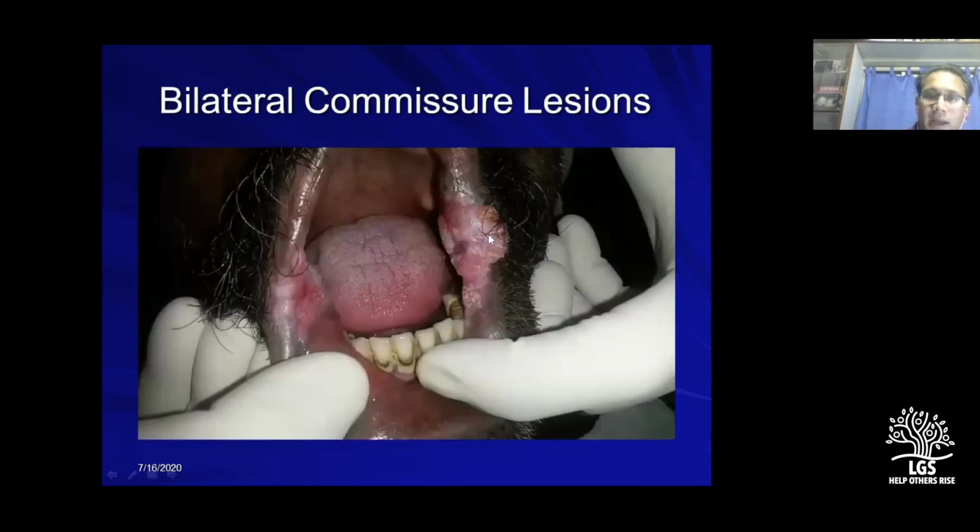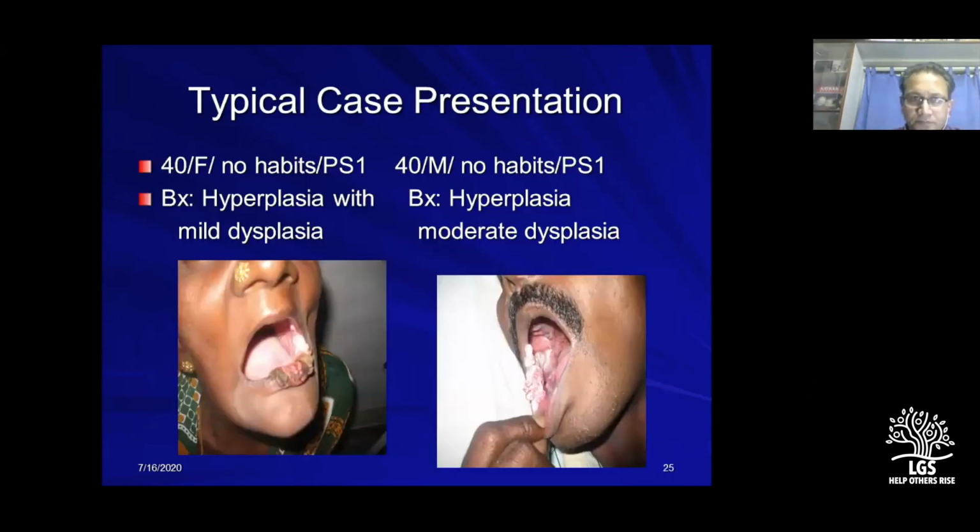They could have a bilateral presentation as well, bilateral commissural lesions. Again, they are exuberant, they are exophytic. We don't really know much of the endophytic component unless you clinically examine these lesions. And obviously, these lesions may not have telltale signs of carcinomas.